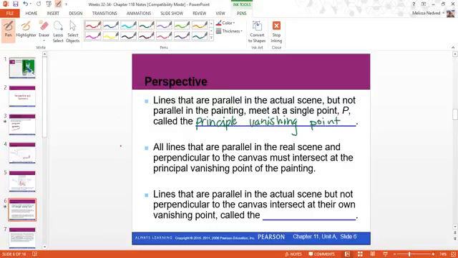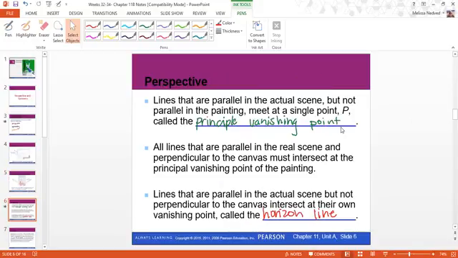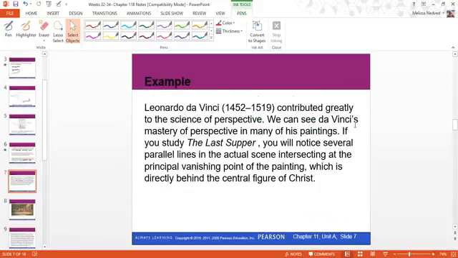All lines that are parallel in the real scene and perpendicular to the canvas must intersect with the principal vanishing point of the painting. Lines that are parallel in the actual scene but not perpendicular to the canvas intersect at their own vanishing point, called a horizon line. So we can see that in this previous picture, again, the horizon line comes in right here across that center, does go through the principal vanishing point, and that's where those lines that are parallel in the actual scene but not perpendicular to the canvas will intersect, or where they cross.